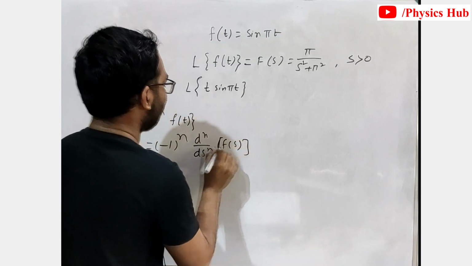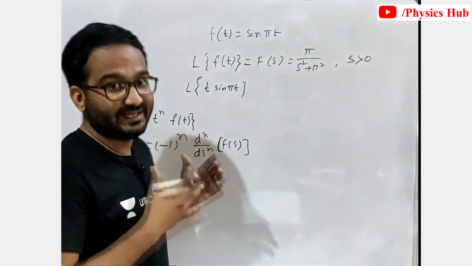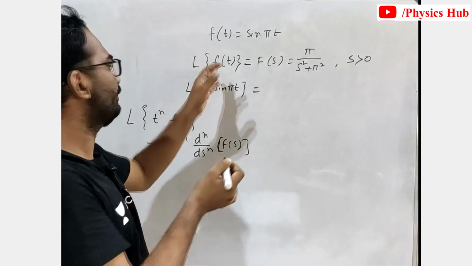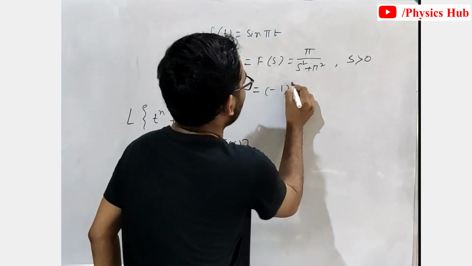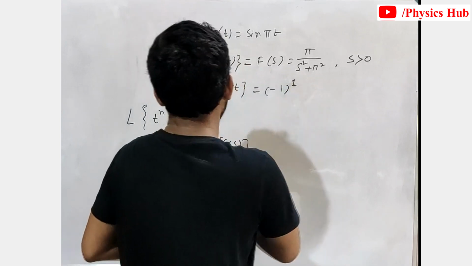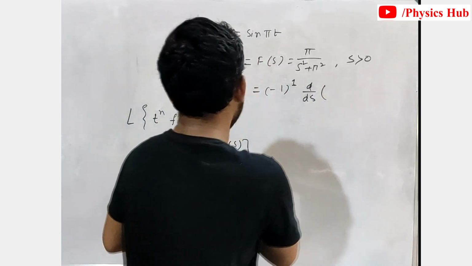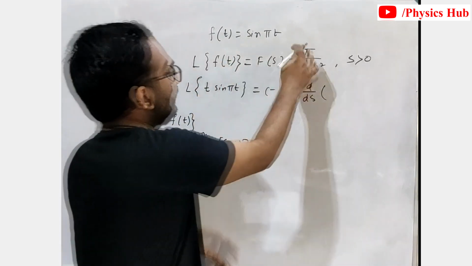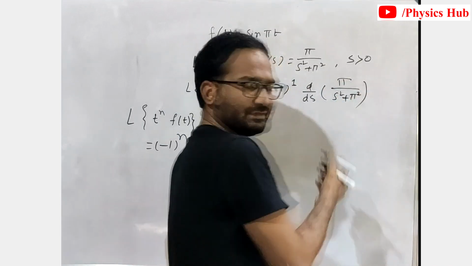We know this formula, where d^n/ds^n represents the nth order derivative. Here n equals 1, so t to the power n is t to the power 1. So minus 1 to the power 1, then d^1/ds^1, so this is basically d/ds of F(s). F(s) is the Laplace transform of f(t). It is given to you as pi by s square plus pi square.